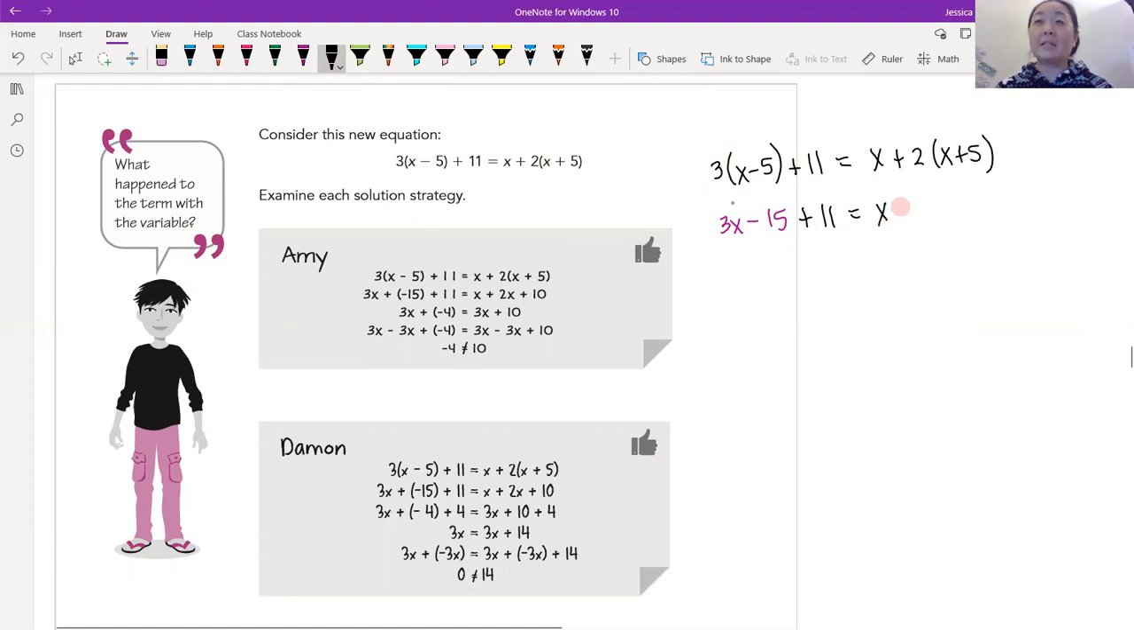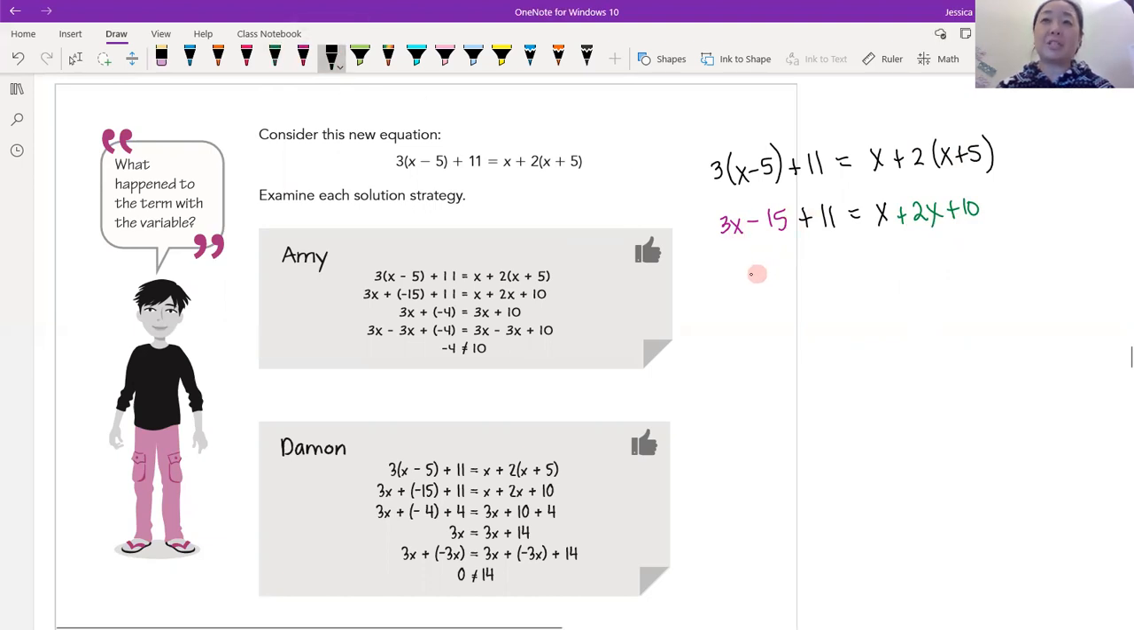So this is going to be x, and then we have 2 times x, which is 2x, and 2 times 5, which is 10. Just like that. All right. And I notice I can simplify here. I can combine like terms. So that's what I'm going to do.